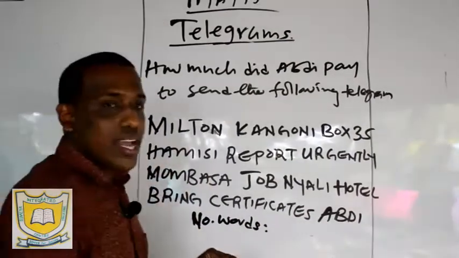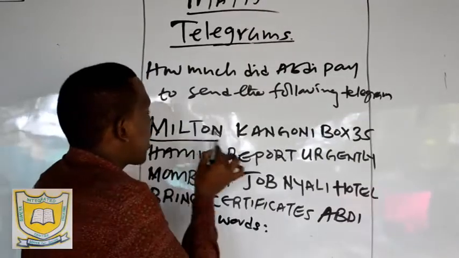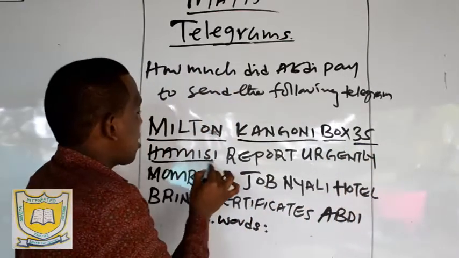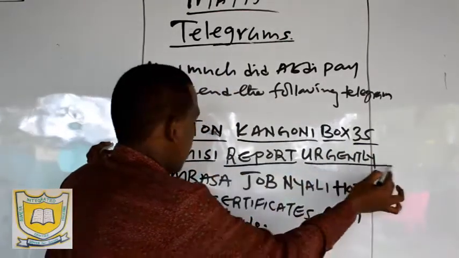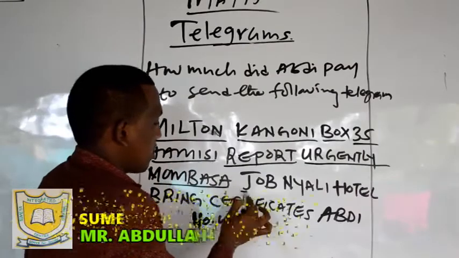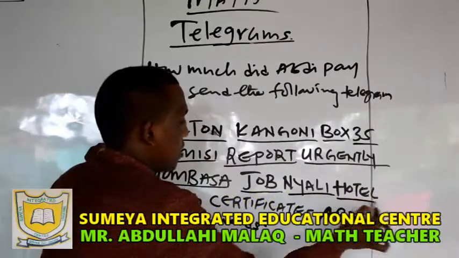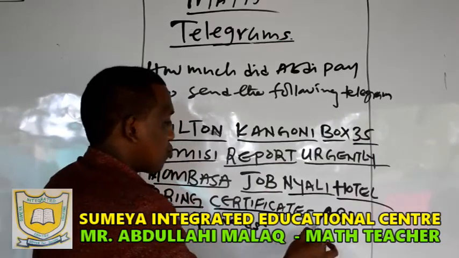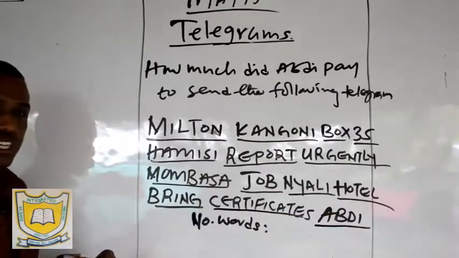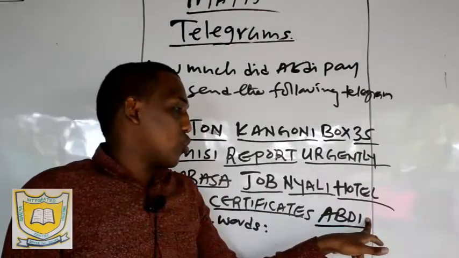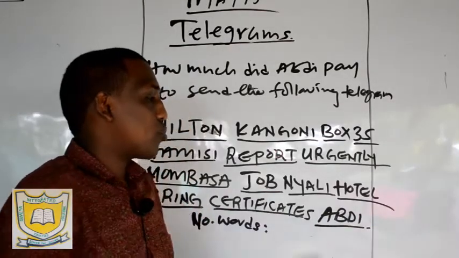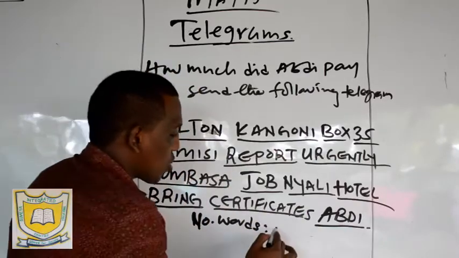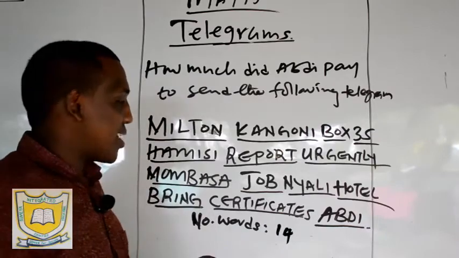So how many words are here? We have 1, Milton, 2, 3, 4, 5, 6, 7, 8, 9, 10, 11, 12, 13, 14. So we have 14 words. Remember, there's no full stop here. If there were, we would count full stops and commas as words. So the number of words is 14.